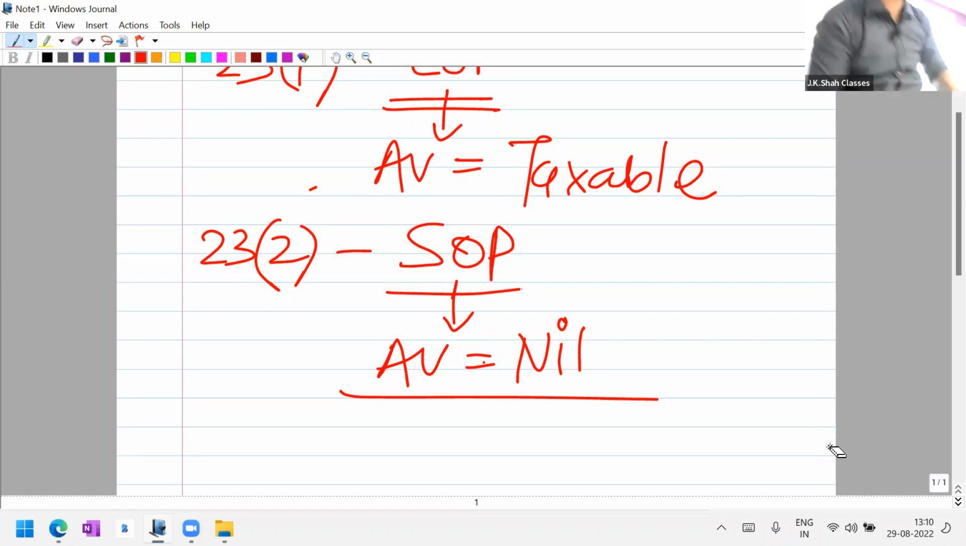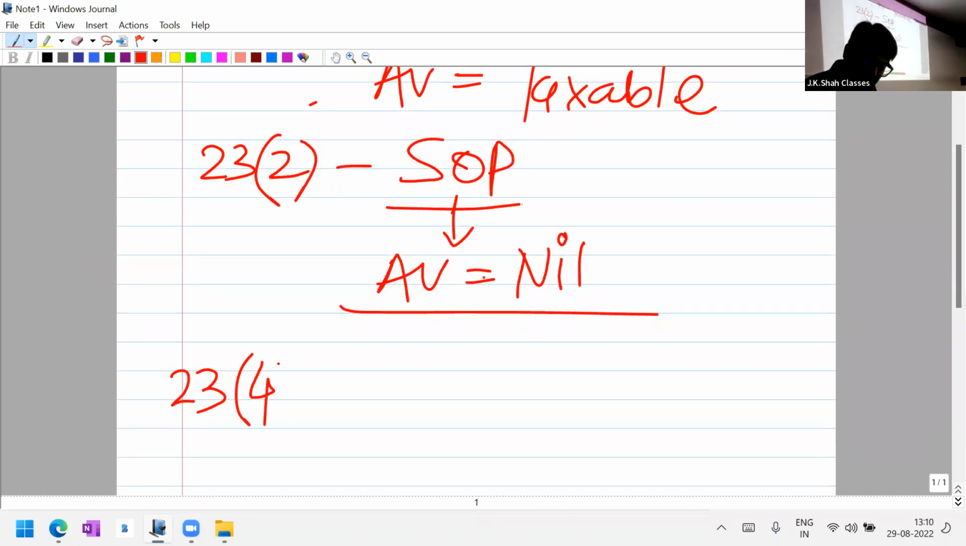What about the other SOPs? The annual value of those SOPs we will not exempt. Those properties shall be deemed to be let out properties, DLOP. These are SOPs. These are 2 SOPs given the option to you. So if you have 5 SOPs, you decide which 2 SOPs you are going to claim exemption. Remaining SOPs for which you could not claim exemption, as per section 23 subsection 4, shall be treated as deemed let out properties.